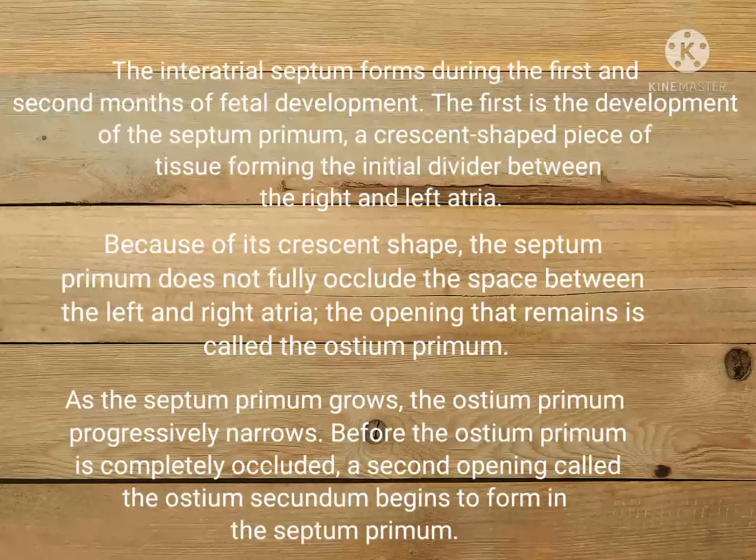The first is the development of the septum primum, a crescent-shaped piece of tissue forming the initial divider between the right and left atria. Because of its crescent shape, the septum primum does not fully occlude the space between the left and right atria. The opening that remains is called the ostium primum. As the septum primum grows, the ostium primum progressively narrows. Before the ostium primum is completely occluded, a second opening called the ostium secundum begins to form in the septum primum.